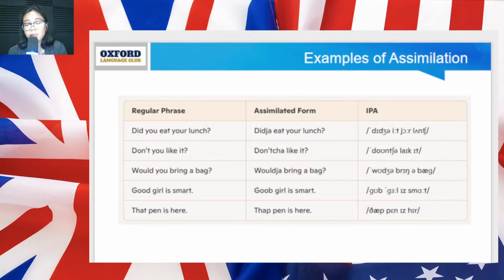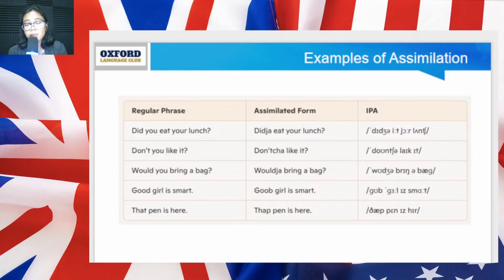First, say very slowly and clearly. Hey, did you see her yesterday? Make sure you distinctly say both words. Did you? Hey, did you see her yesterday? Now practice the natural assimilated form.